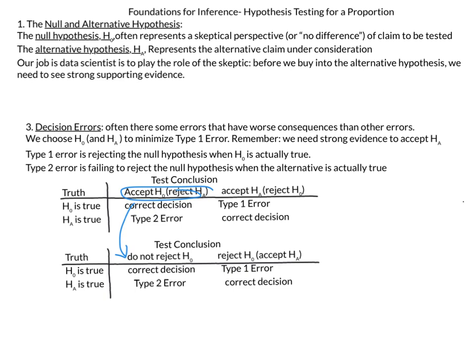Okay? The next thing, now that we have this grid, is that there are 2 types of error, type 1 error and type 2 error. When H0 is true and we accepted HA, that's considered type 1 error. Whereas when HA is true and we did not reject H0, that's a type 2 error. And we want to make our H0 and our HA to minimize type 1 error. So I'm going to circle that. That's important. We minimize type 1 error, and we do that by requiring strong evidence to accept HA.